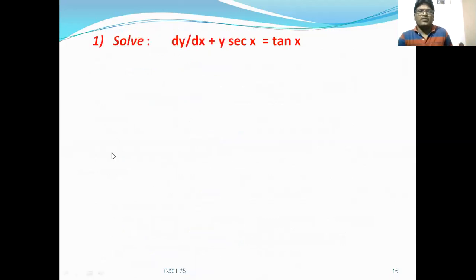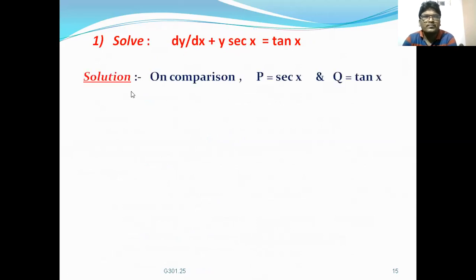Now we have to solve the problems. dy by dx plus y secant x is equal to tan x. Solution: on comparison with dy by dx plus p y is equal to q, the coefficient of y is p, so p is equal to sec x, and q is equal to tan x, the function after the equal sign.